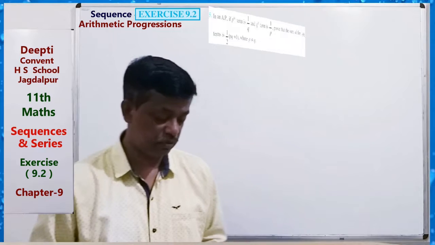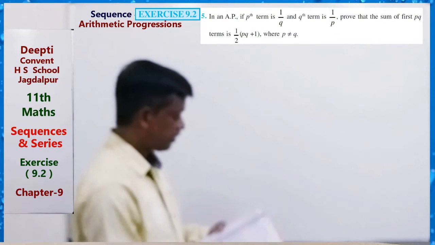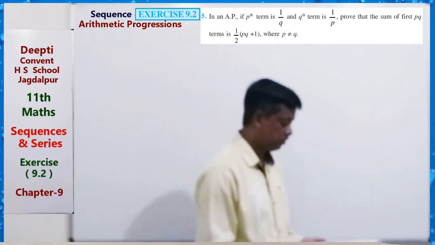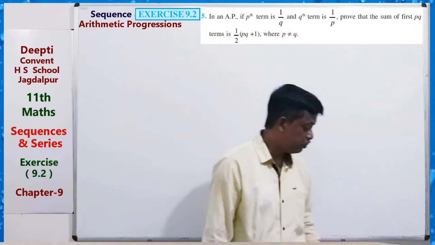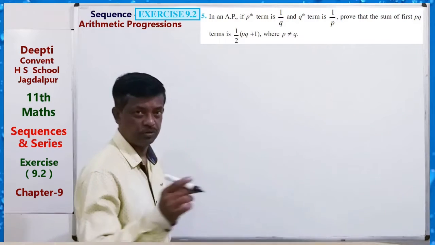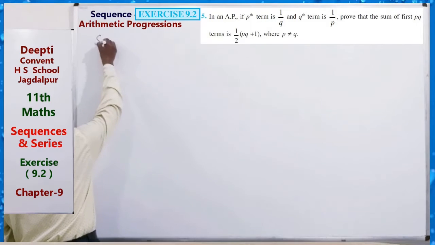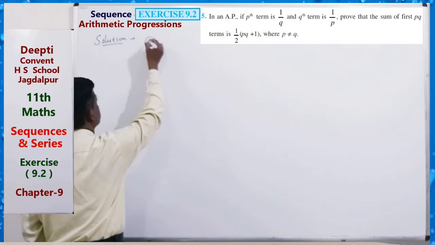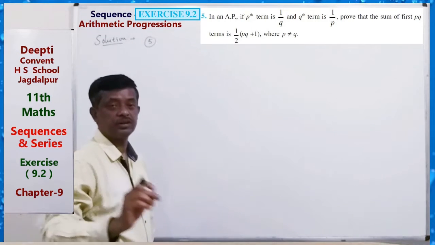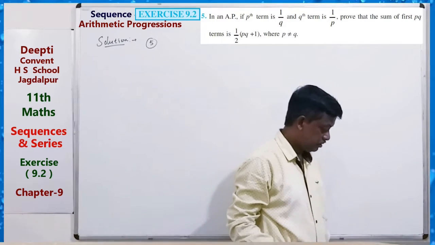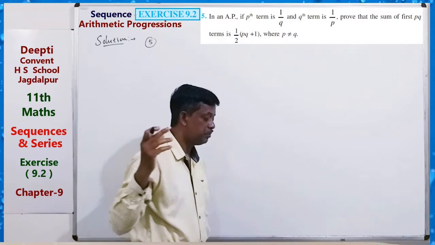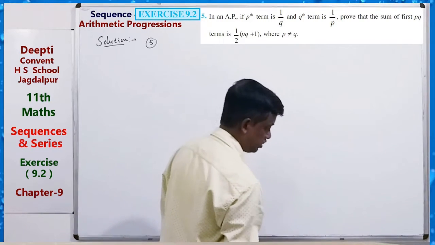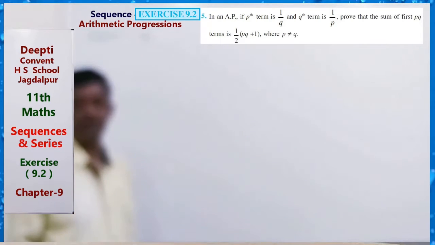Okay, so here the fifth question. In an AP, if the pth term is 1 by q and the qth term is 1 by p, prove that the sum of the first pq terms is 1 by 2 (pq plus 1), where p is not equal to q. So here, the solution. Question fifth. Here the pth term and qth term are given as 1 by q and 1 by p, and first we have to find the sum of the first pq terms as 1 by 2 (pq plus 1).